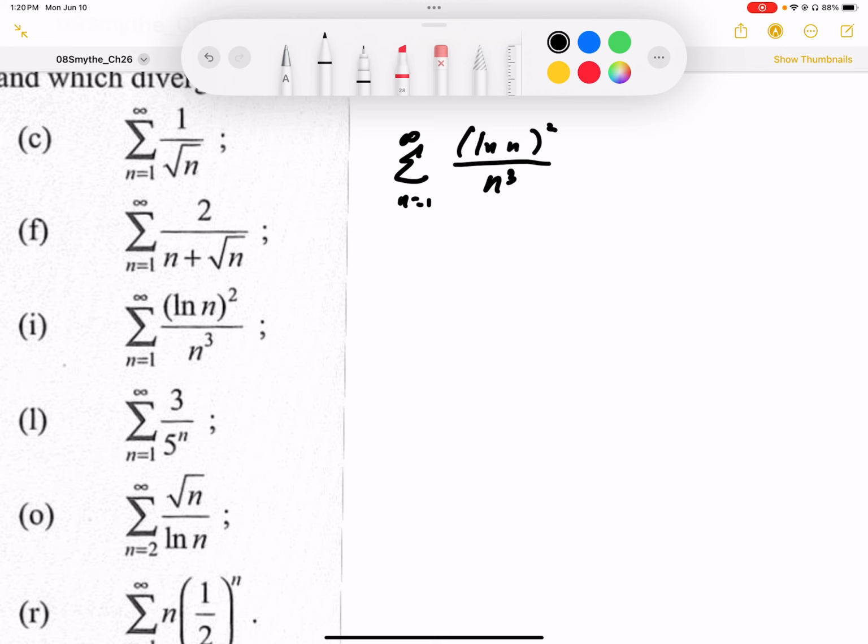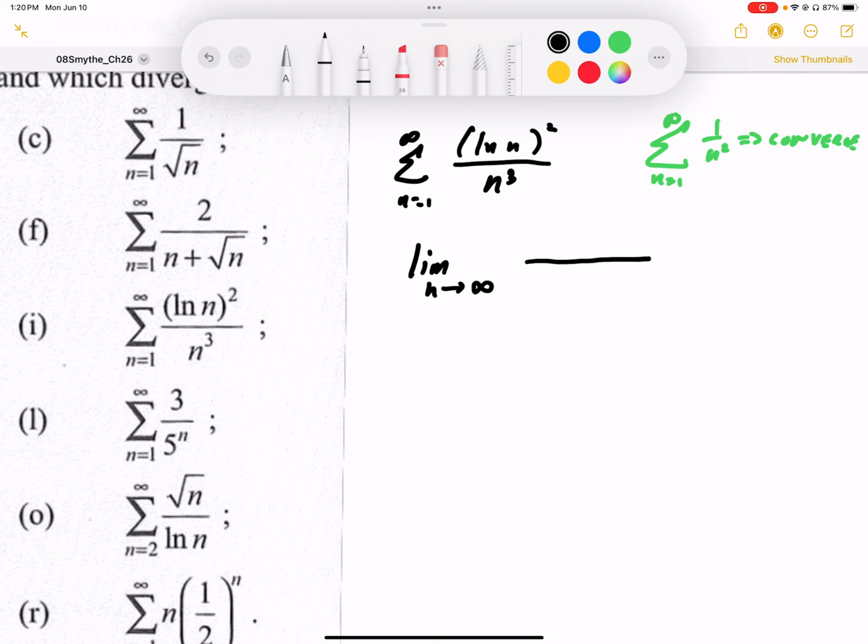Now, we could probably guess at it converging, but there is a more formal test for this, and it's called the limit comparison test. We can take the limit as n goes to infinity, and compare this to a known converging series. I know that my basel series, 1 over n squared, is convergent. So let's compare it to that and see what happens.